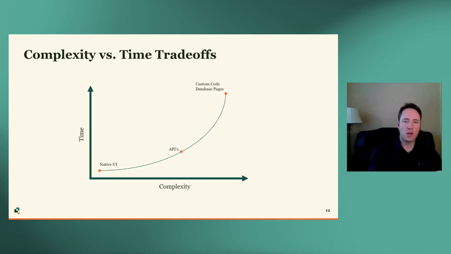Now, the problem with going this direction, as you can see, it's on the very top right of the complexity versus time graph. And I'm no longer focusing on my business logic and processes at this point. I'm having to focus on things like this.